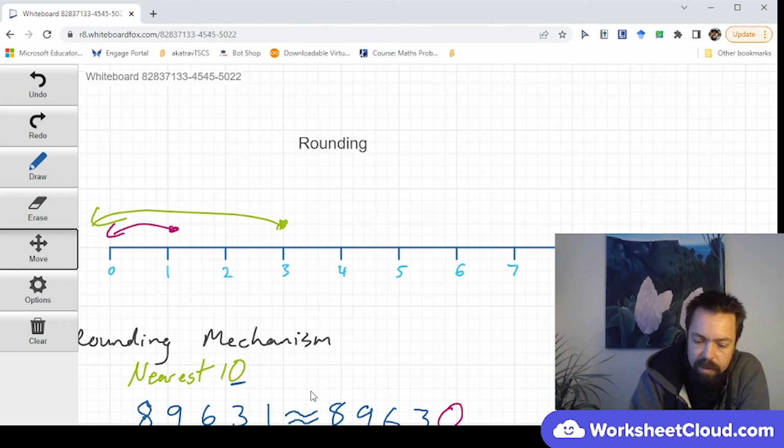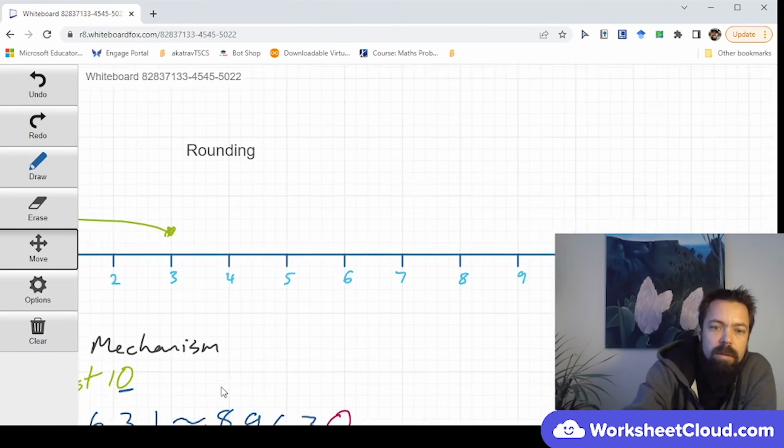So that means, because we're rounding to the nearest 100, which has 2 zeros, our number is definitely going to end with 2 zeros. The 6 stays the same, 9 stays the same, and 8 stays the same. And so our answer is roughly 89,600. That's rounded off to the nearest 100.